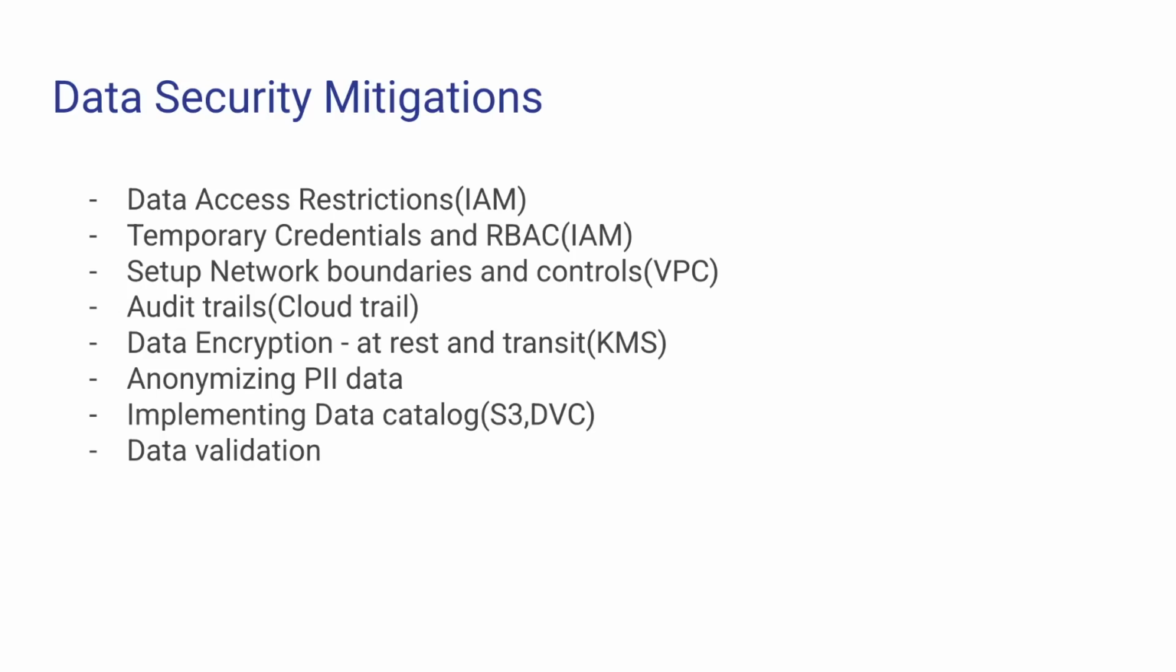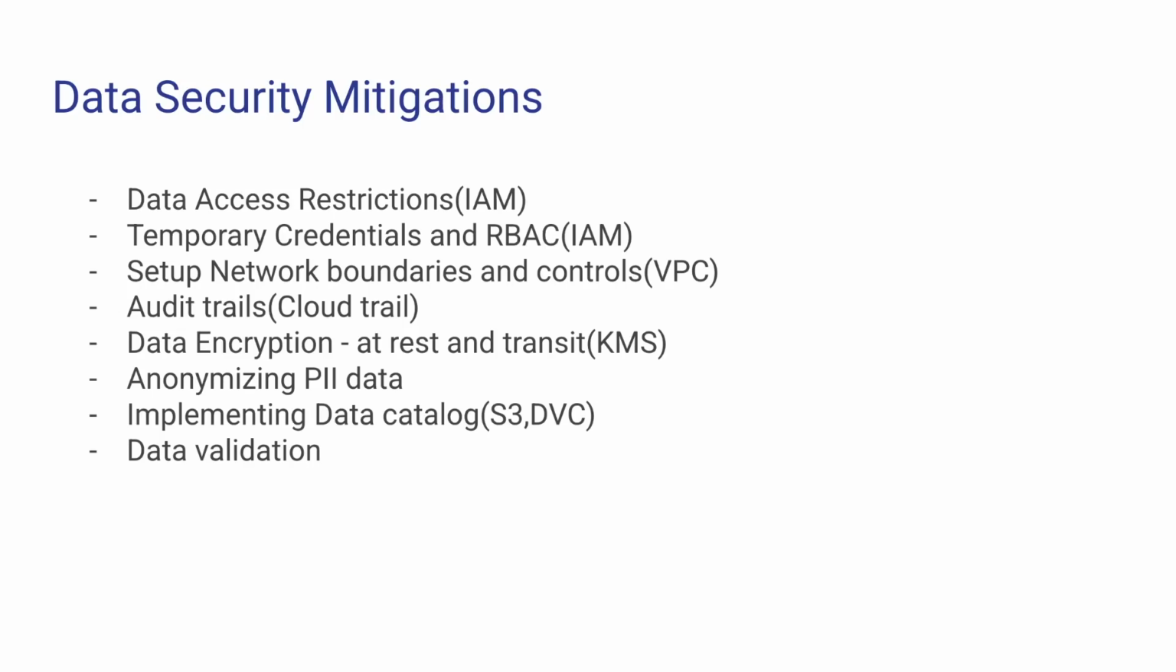Next, we talk about data encryption at rest and in transit. Encryption of data at rest and in transit is really critical when building out ML systems, alongside minimizing the data, the PII data, to ensure that the dataset we are working with is secure at all times. Next, we talk about the implementation for the data catalog.